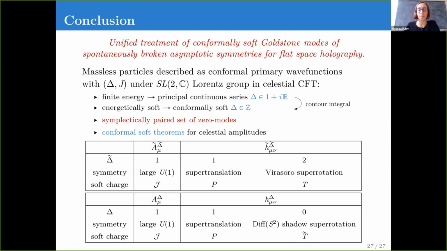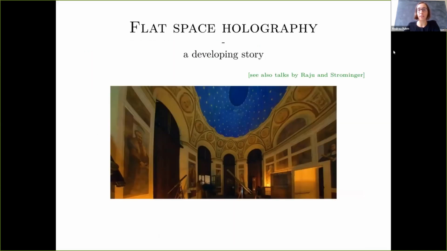Now, this was about asymptotic symmetries and how they manifest themselves in a two-dimensional language in terms of this conformal basis. This is one question that has to be addressed for understanding flat space holography, whether asymptotically flat space is holographic, but there are many more questions to be answered. I think we will hear more along these lines in the course of this conference. Let me just finish by saying that flat space holography is very much a developing story. And with this, let me thank you for your attention.